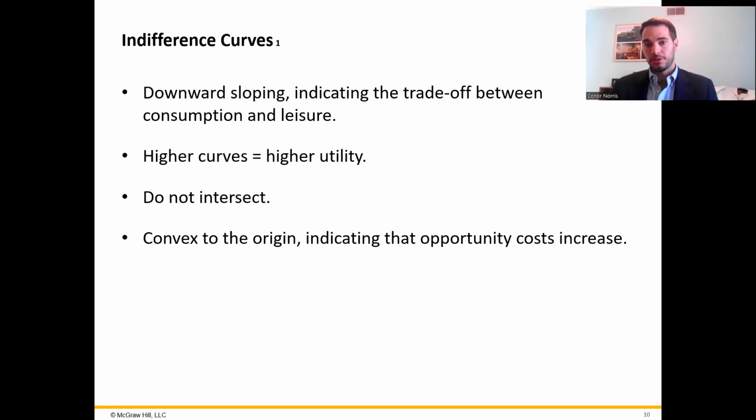And finally, very importantly, indifference curves cannot cross each other. So if two indifference curves were to cross, basically what that would mean is that a single bundle of leisure and consumption could provide two different levels of utility, which is impossible by the way that we defined utility or indifference curves.